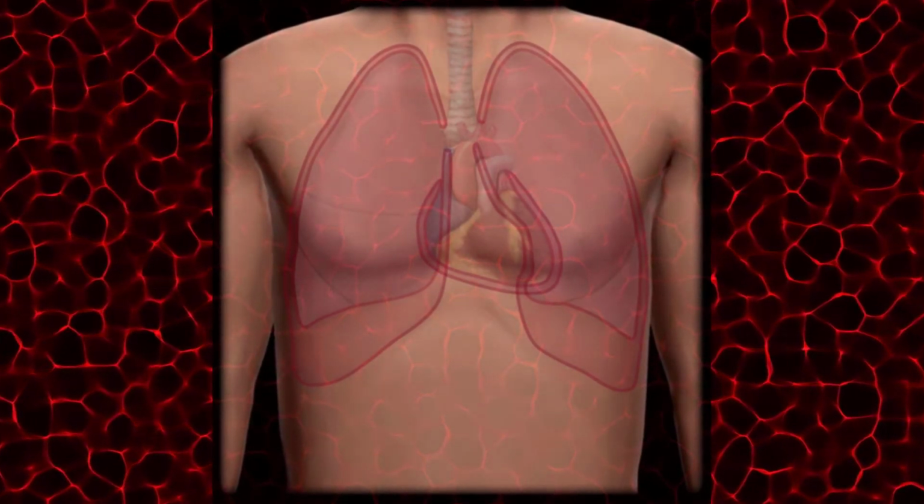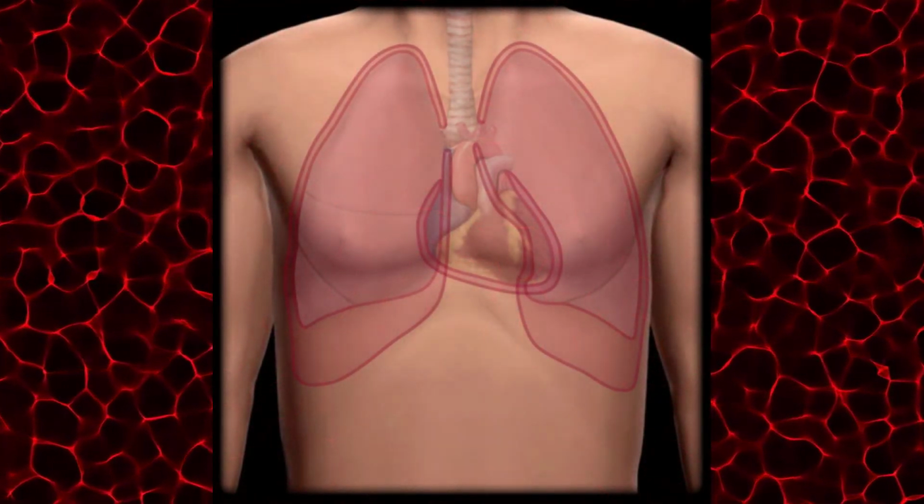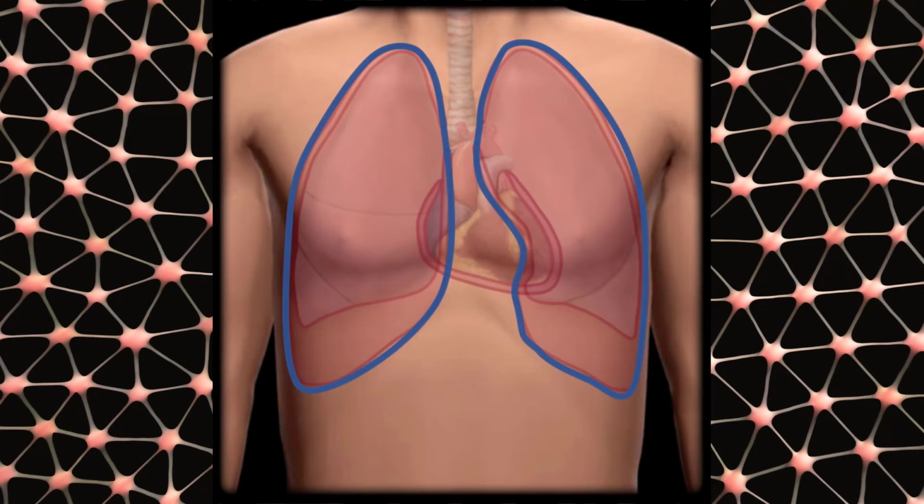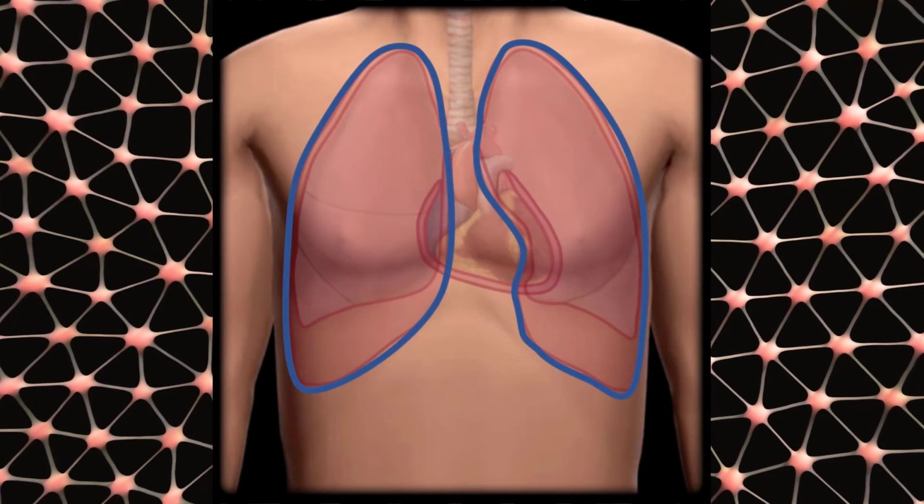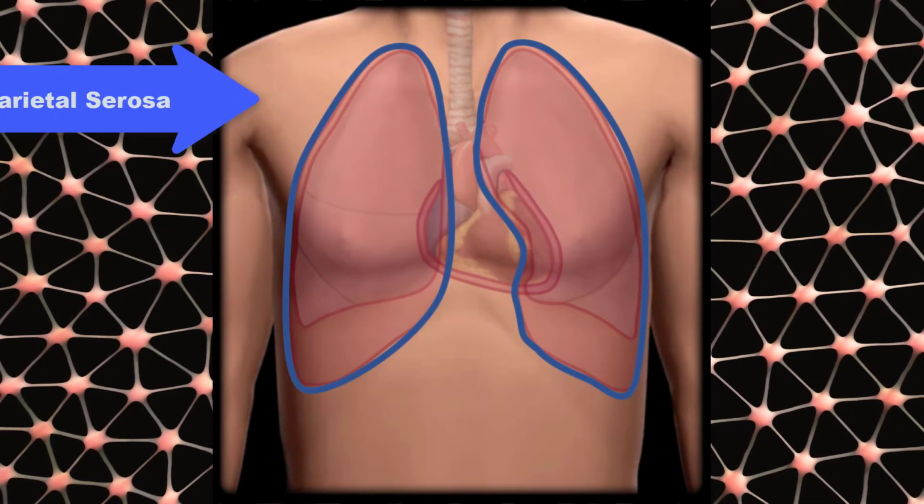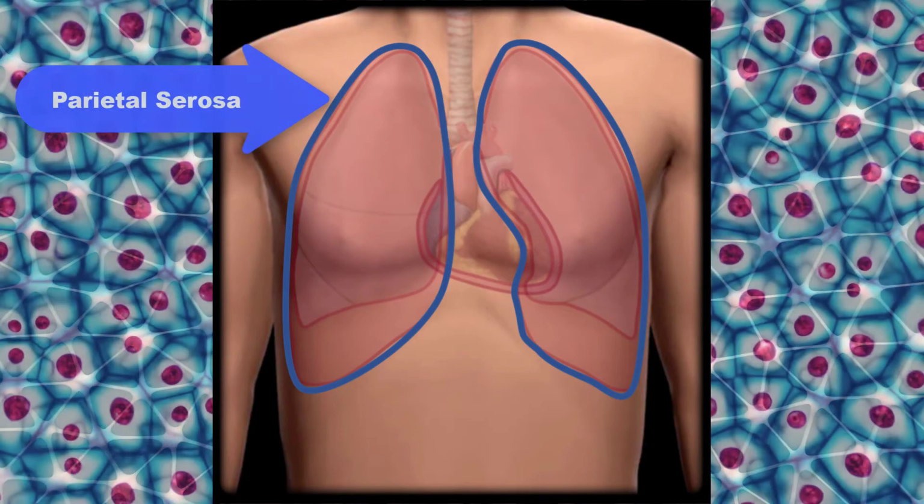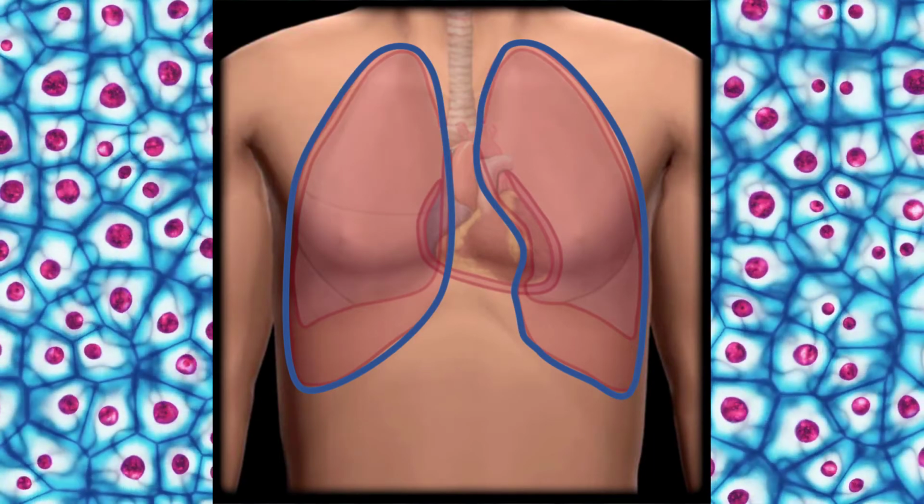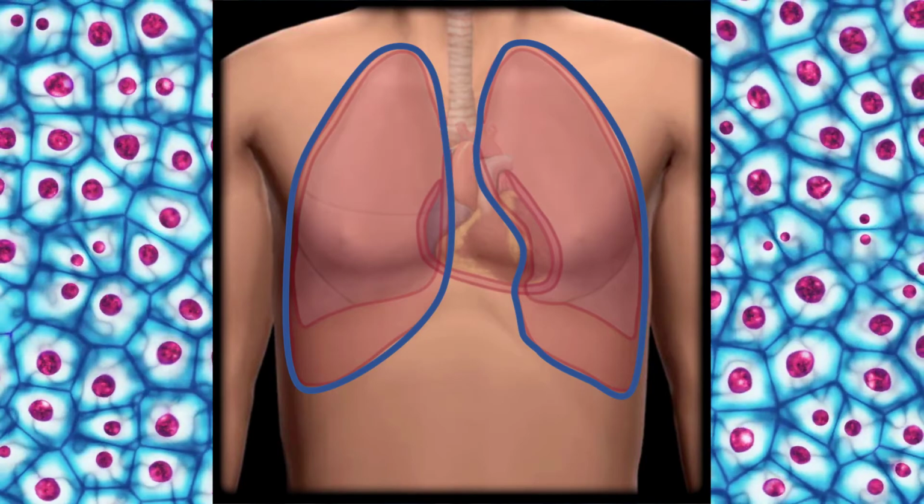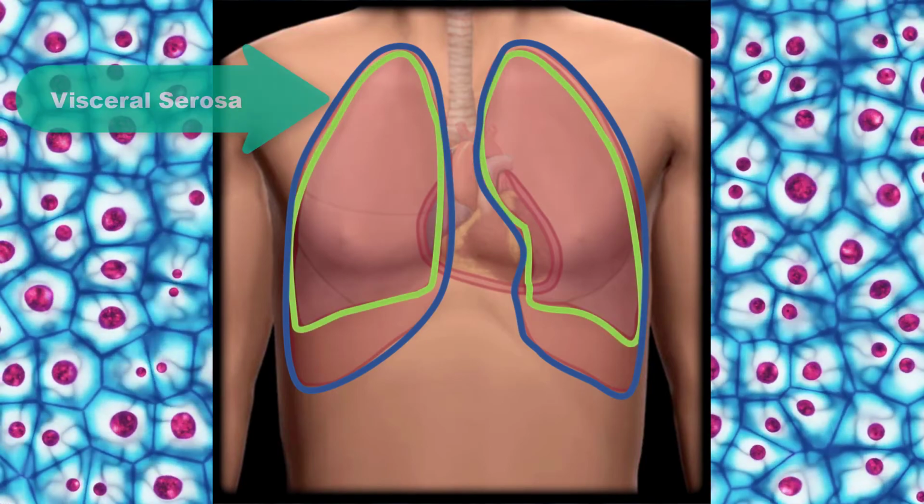Serous cavities are lined by a serous membrane, also called the serosa. The part of the serosa that forms the outer wall of the cavity is called the parietal serosa. The parietal serosa is continuous with the inner visceral serosa, which covers the visceral organs.